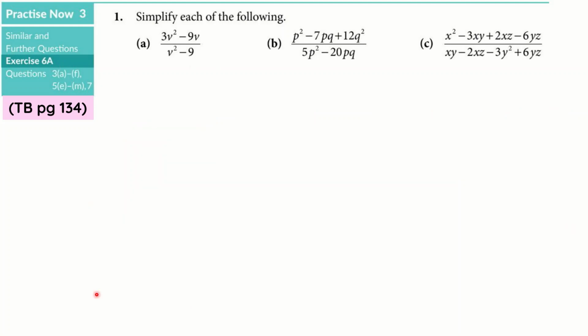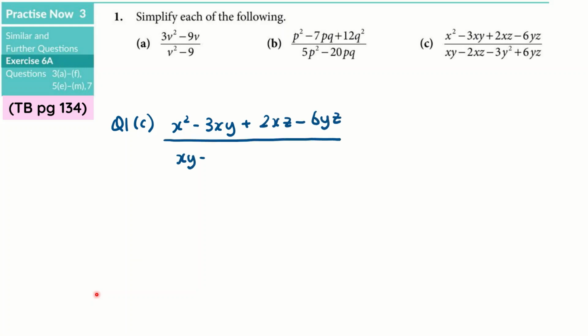We finally take a look at part C, where we have x squared minus 3xy plus 2xz minus 6yz, followed by dividing with xy minus 2xz minus 3y squared plus 6yz. So observe that there are 4 terms in the numerator and the denominator. In order to factorize when there are 4 terms, we should intuitively think about factorization by grouping. So to factorize by grouping, we look for pairing.